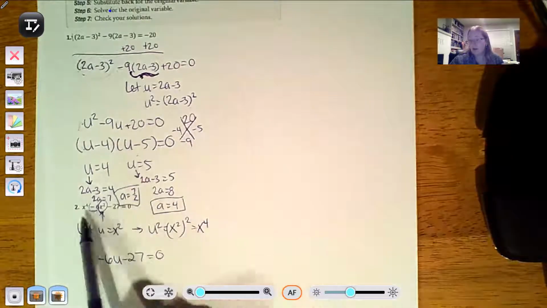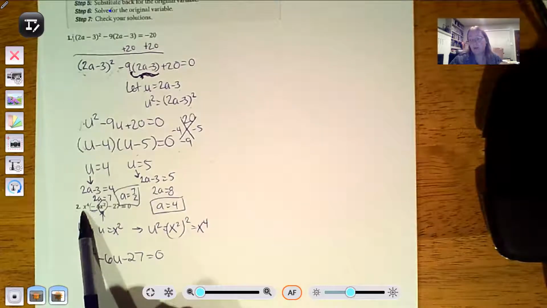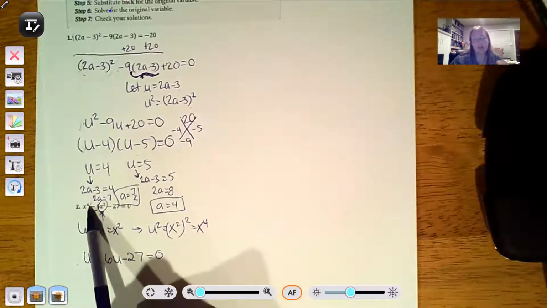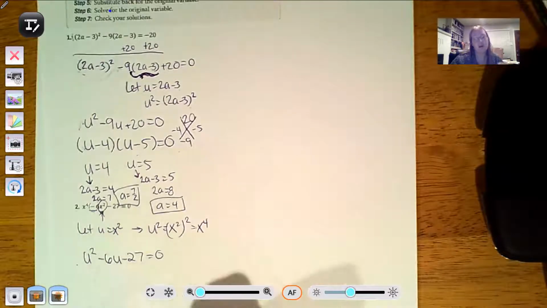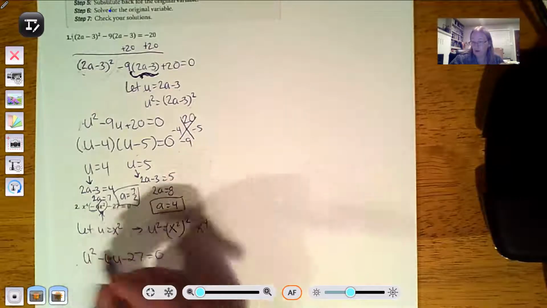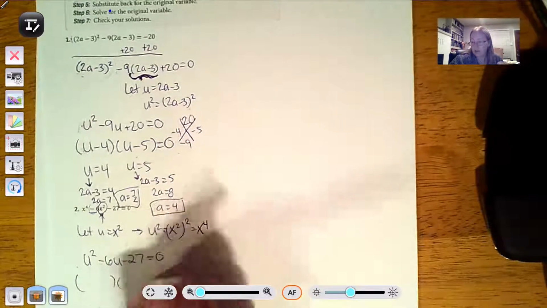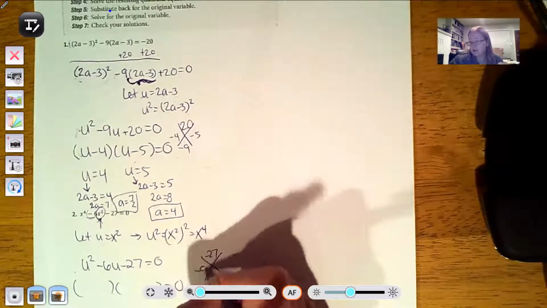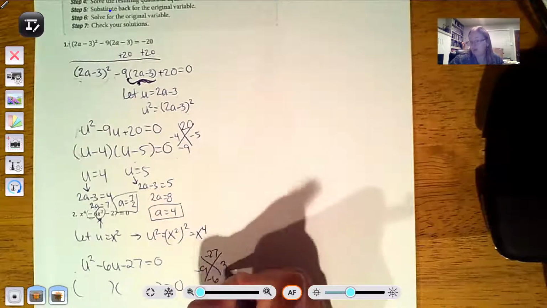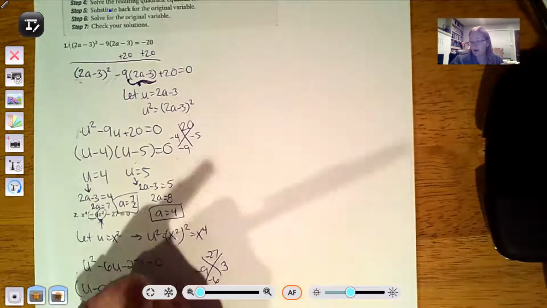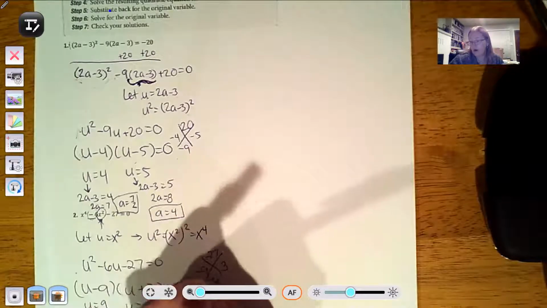If this had been like 5 x to the fourth, then it would be 5U squared. If this had been x to the third, then this would not be able to be written as a quadratic with U. So what works for multiplying to negative 27 and adding to negative 6 is negative 9 and positive 3. So your answers are U would be 9 or U would be negative 3.